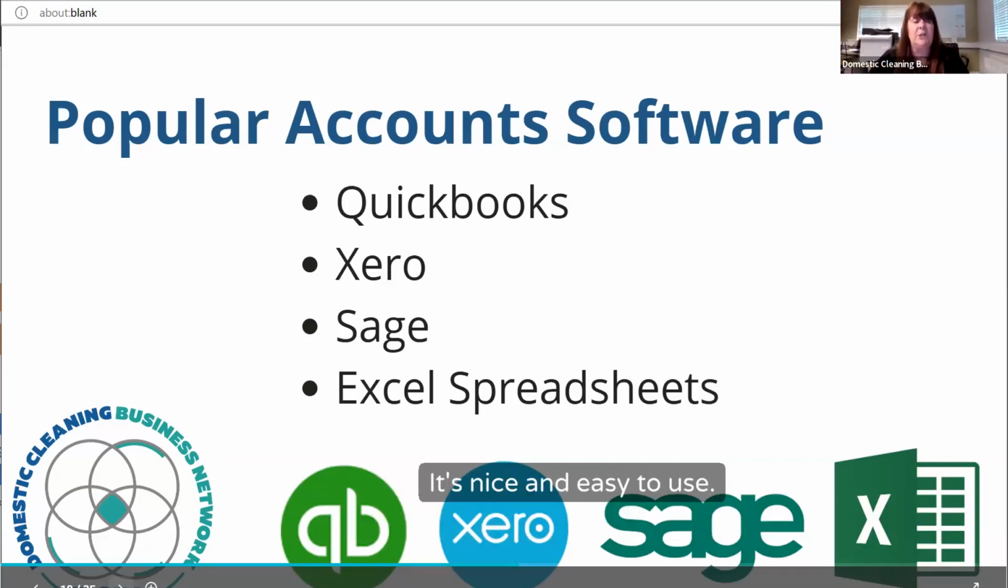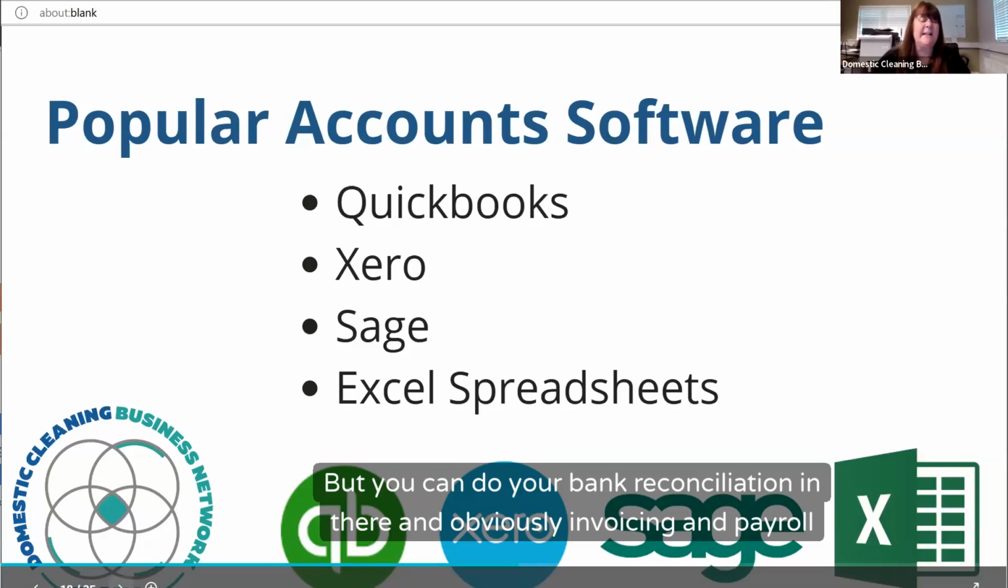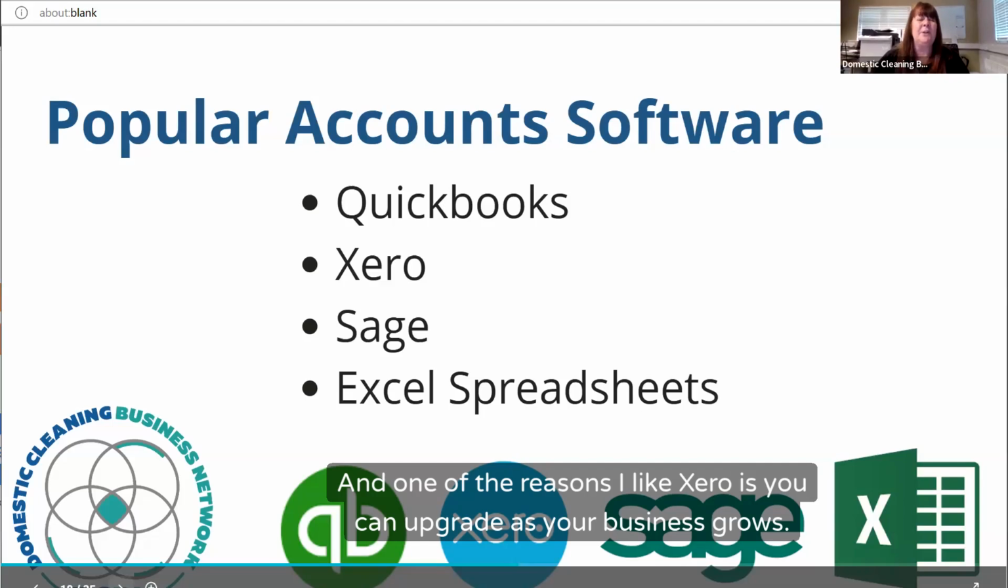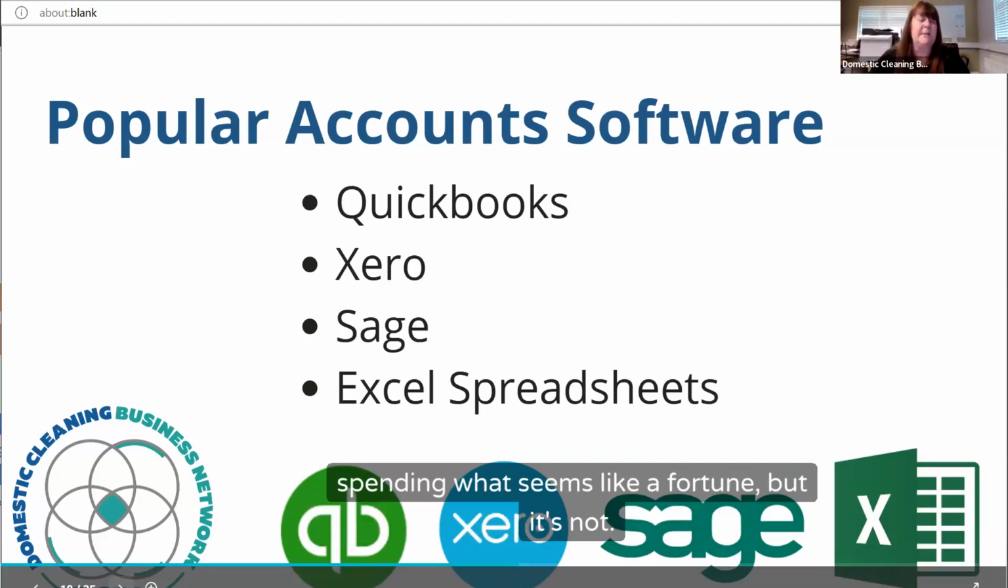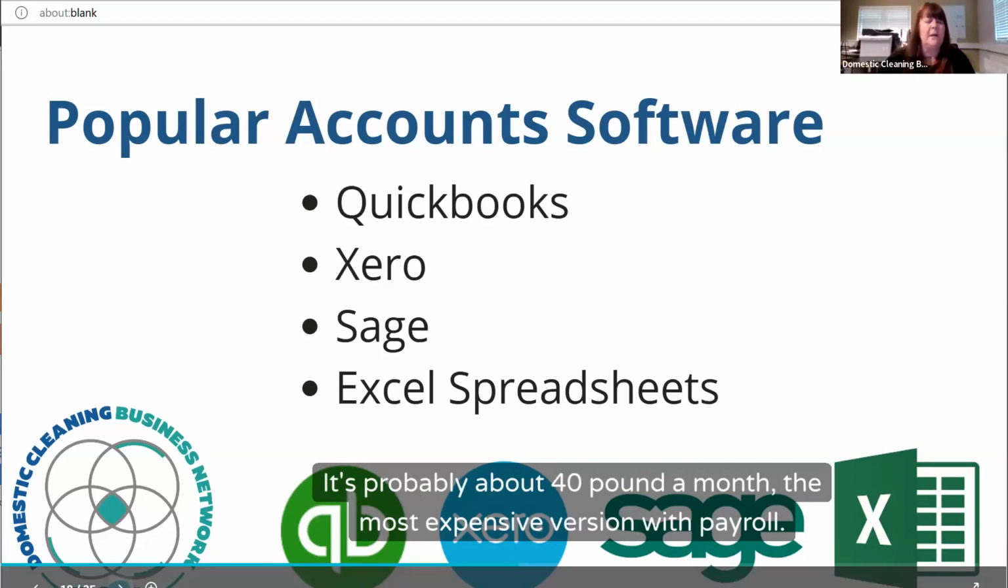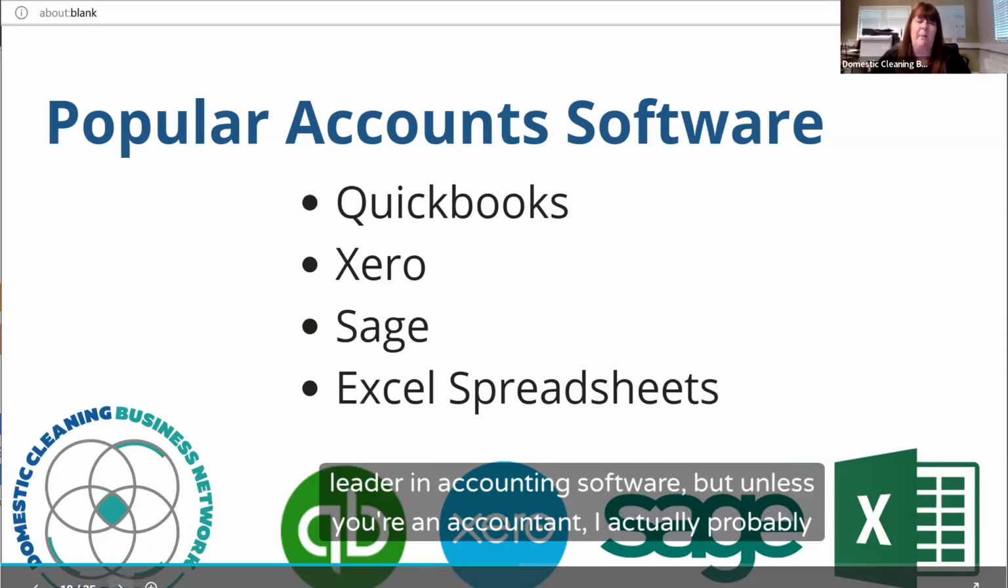My personal favorite is Xero. I like it. It's nice and easy to use. It integrates with most things. It doesn't integrate with ZenMaid, which is kind of annoying, but I think they are working on it. You can do your bank reconciliation in there, and obviously invoicing and payroll are really easy. One of the reasons I like Xero is you can upgrade as your business grows. You start off with the basic package, and then you move up until you're spending what seems like a fortune, but it's not. It's probably about £40 a month for the most expensive version with payroll. So it's not expensive. And then Sage, it's really robust. It's probably the market leader in accounting software, but unless you're an accountant, I probably wouldn't use it.